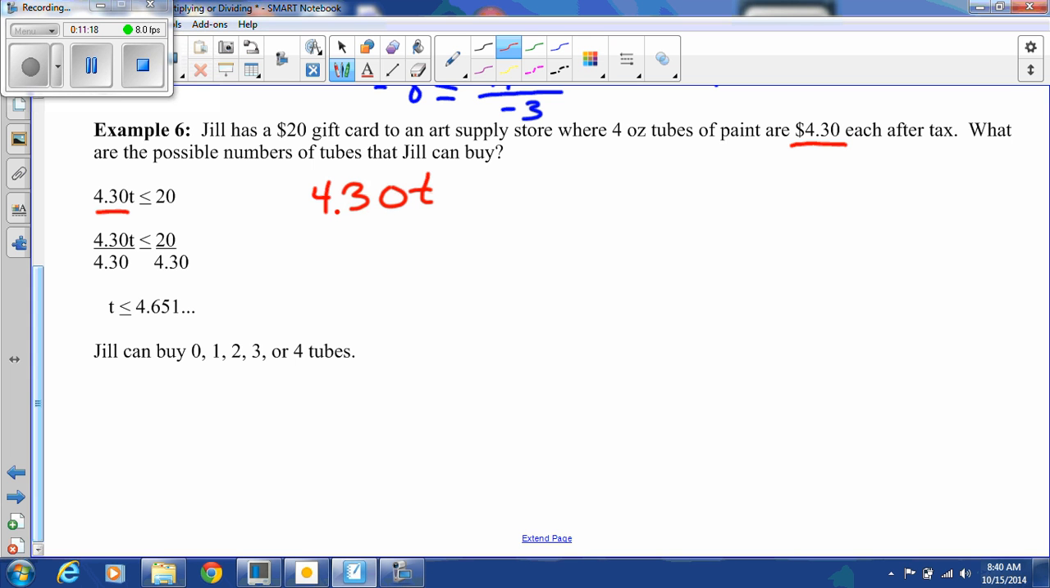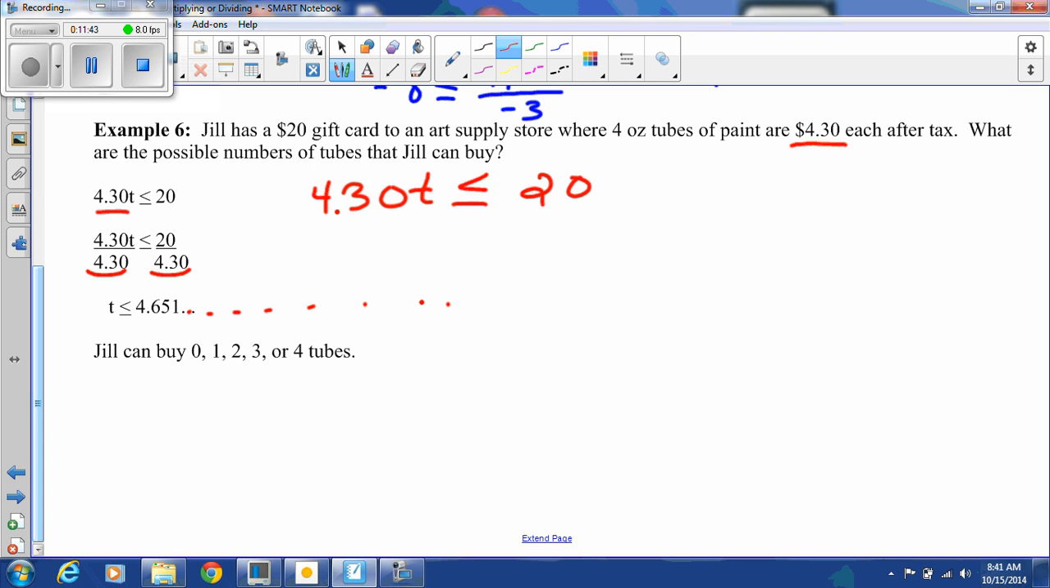Jill has only $20 to spend, so we have to compare this to 20. She can't spend more than 20. She has to spend less than or equal to 20. To solve this, you divide both sides by $4.30, giving you T is less than or equal to 4.651. The decimal continues. What can Jill buy?